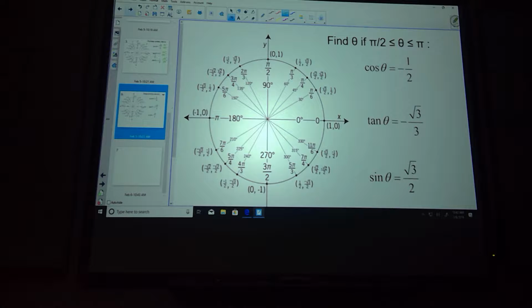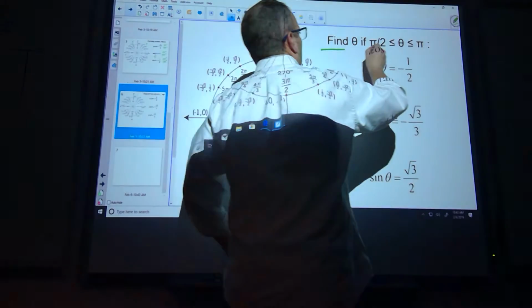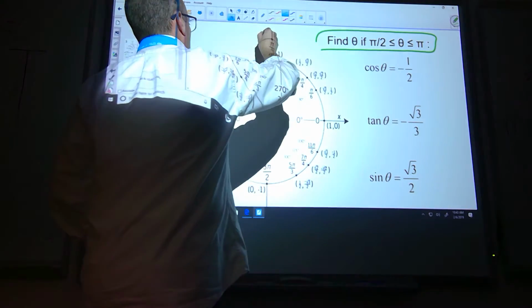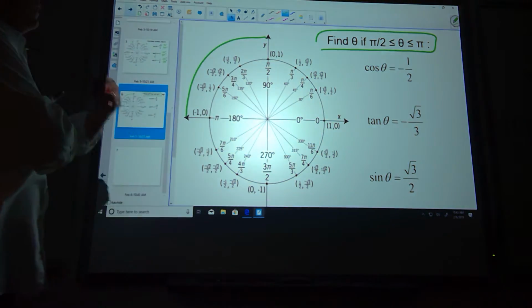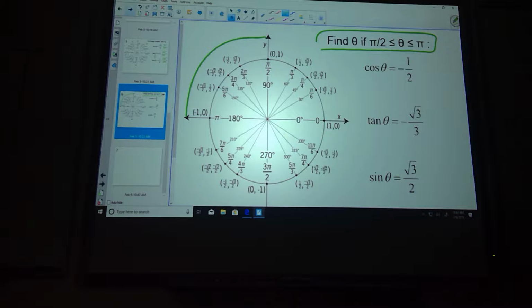All right. So there are two restrictions that take place here. We want to find theta, and theta is between pi over 2, so 90, and pi. So this restriction means I'm looking right here, in the second quadrant.